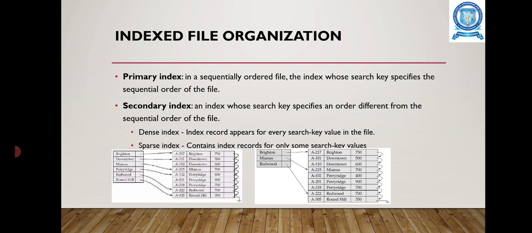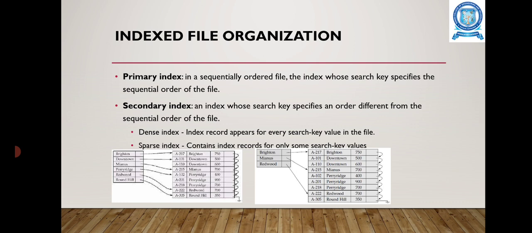For example, Brighton represents A217. Brighton is the search key used for the particular record, and the next field is a pointer. Like this is the dense index.